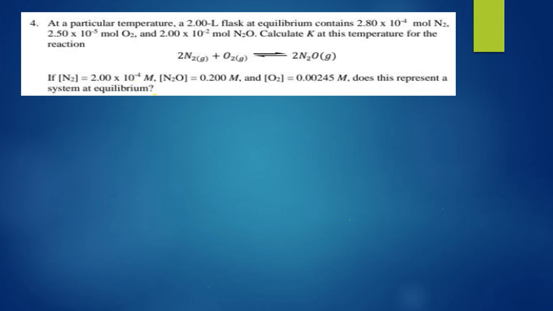So what's the question saying? At a particular temperature, a 2-liter flask at equilibrium contains 2.80 times 10 to the power negative 4 mole of nitrogen, and 2.50 times 10 to the power negative 5 mole of oxygen, and 2.00 times 10 to the power negative 2 mole of nitrogen oxide. Then the question says calculate K, the equilibrium constant at this temperature for the reaction.